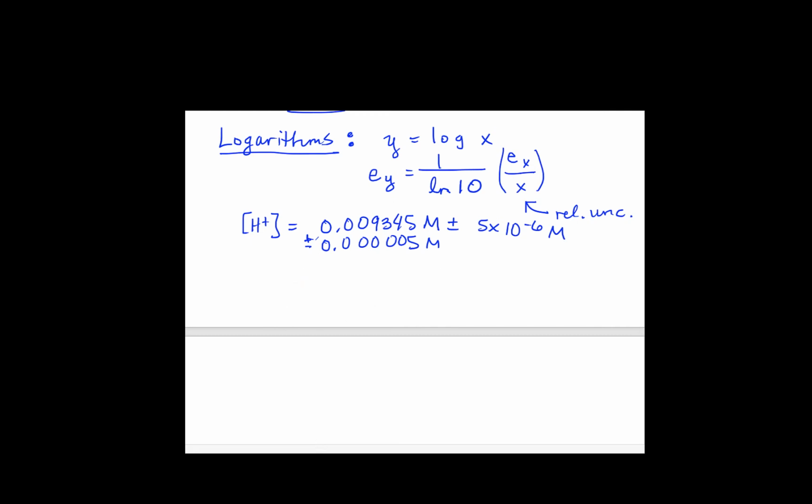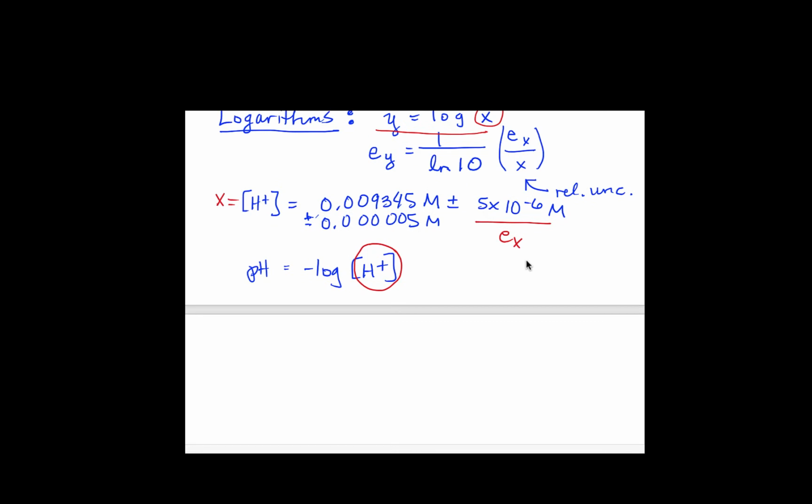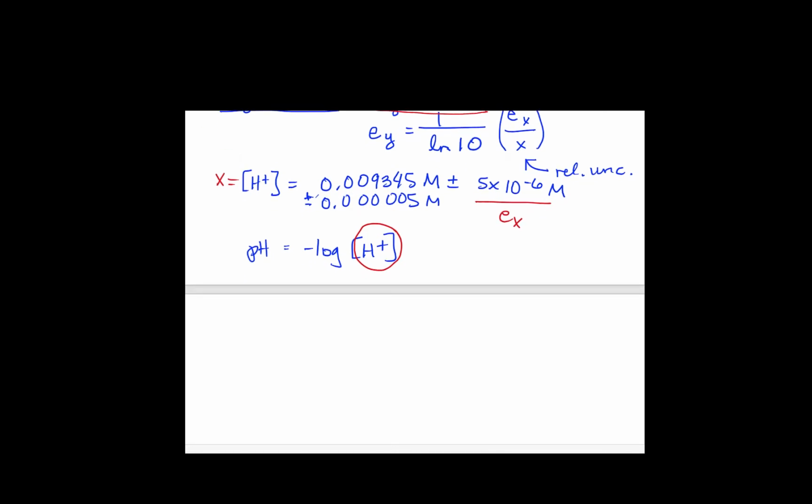So let's identify what the pieces are. So here's my y equals log of x. My equation to calculate the pH is minus log of H3O plus. The minus sign doesn't do anything to how we calculate the uncertainty. So that means that my x here is my concentration. So this is equal to x, and that means this is equal to E sub x. So once we identify these parts, then it's pretty easy for us to calculate the uncertainty.